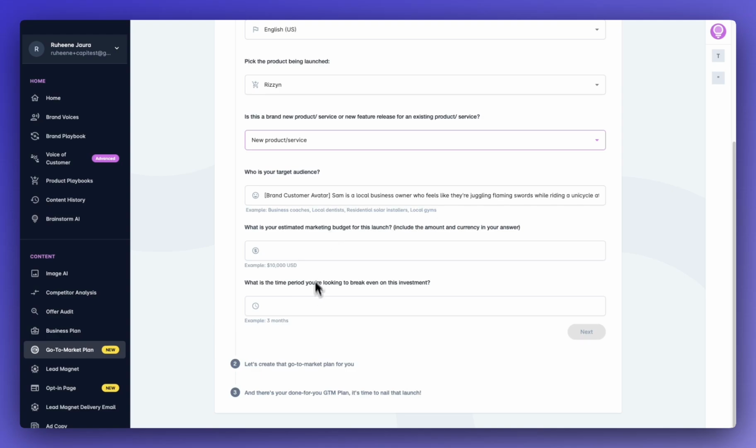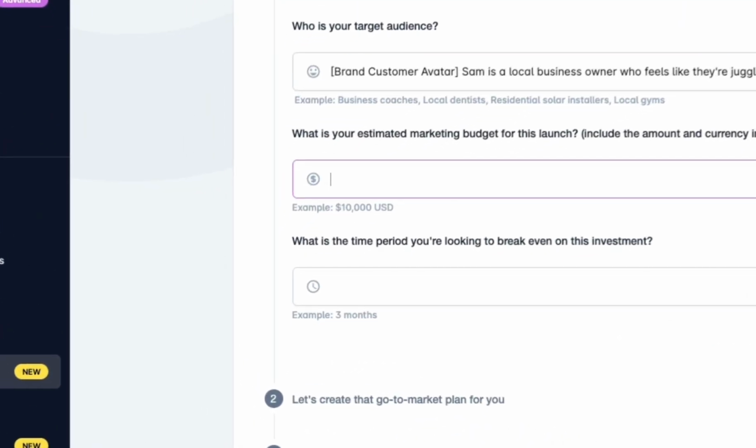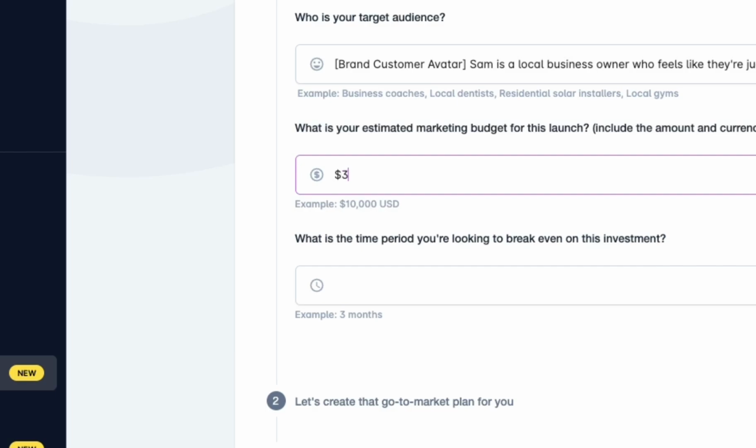Now here you want to be a little bit realistic about what your estimated marketing budget is and the time period you're looking to break even on this investment. Obviously, the higher your marketing budget, the more time you'll want to give yourself to break even, because otherwise some of the suggestions in your blueprint may be a little bit hard to accomplish or a little bit unreasonable to expect. So let's say for this example, I want to put $3,000 towards my marketing budget for this launch. Because this is a pretty low marketing budget, I think 60 days is a good enough time to give it to break even.